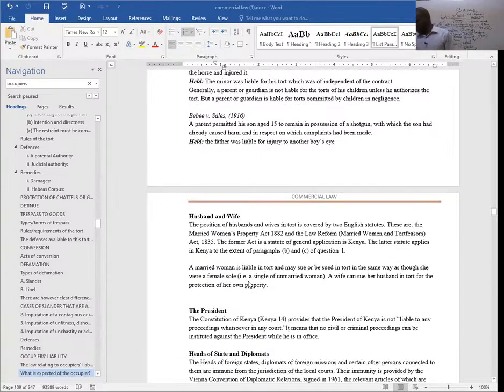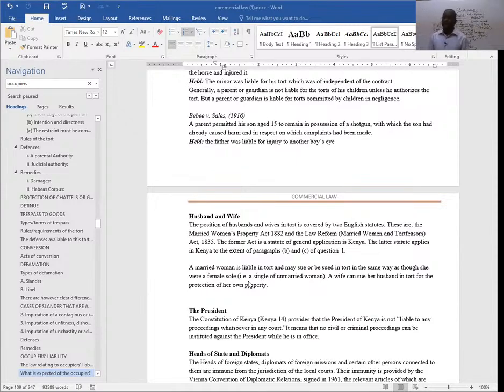The president. The president is sometimes immune from any wrongdoing until he leaves office. The Constitution of Kenya provides that the president of Kenya is not liable to any proceedings whatsoever in any court of law. It means that no civil or criminal proceedings can be instituted against the president while he is still in office. Until he leaves the office, that's when he can be brought before a court of law and accused of a civil wrong or a criminal offense.